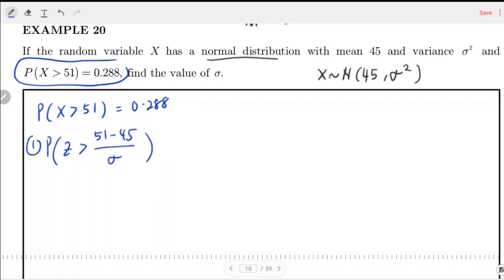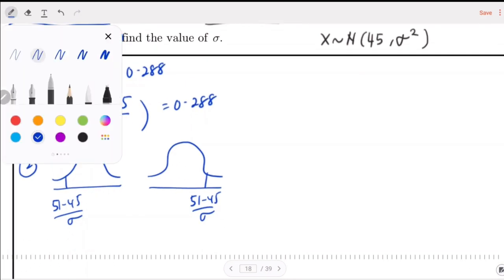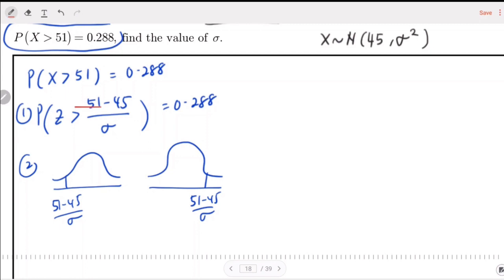Okay, divided by standard deviation, which is sigma. And then bell shape, but since our Z is unknown, we need to sketch two bell shapes to check whether Z lies on the positive side or on the negative side. So the shaded region, since we would like to find the probability Z greater than, the shaded region is going to the right.